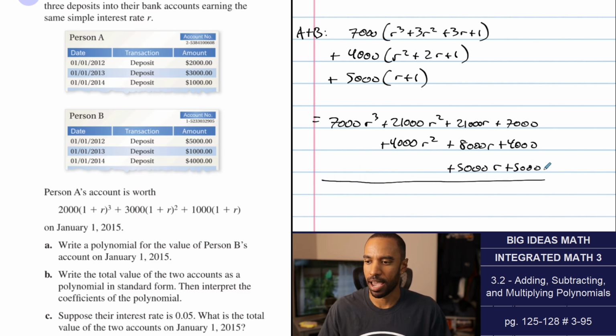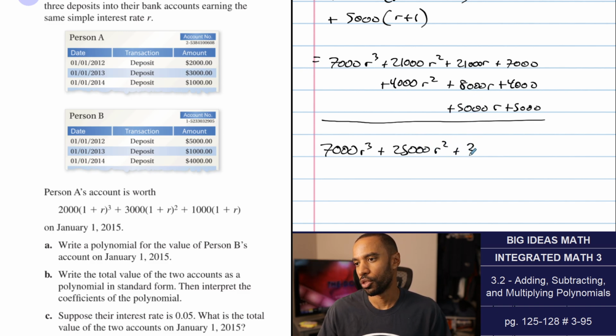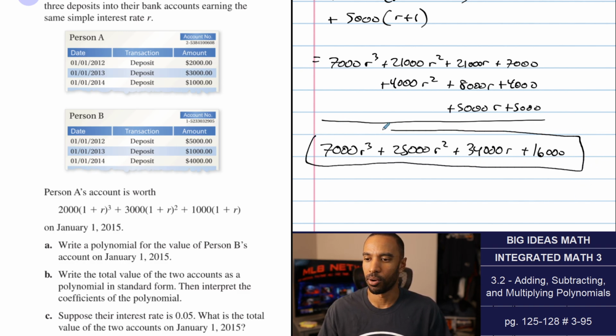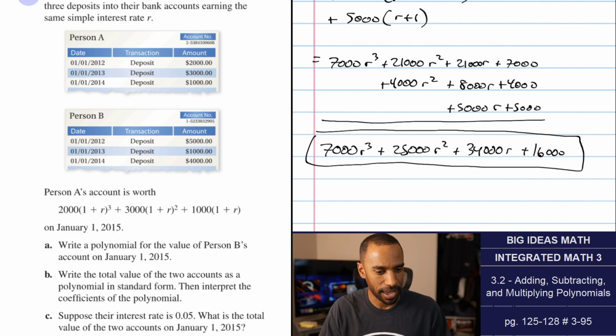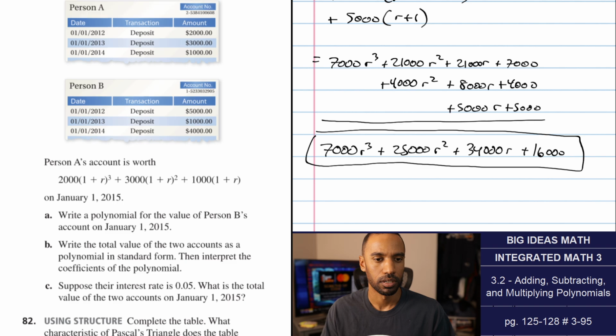All right, they combine to become 7,000 r cubed plus 25,000 r squared plus 34,000 r plus 16,000. Like that. So there's the combination of all of them, A and B, combined in standard form. Interpret the coefficients of the polynomial.